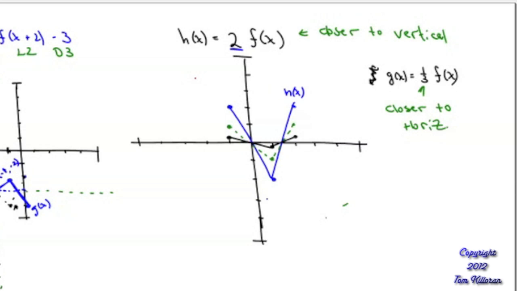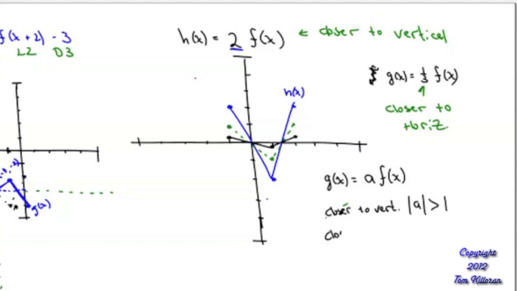So the rule here is pretty much this. If we have g of x equal to a f of x, you're going to get closer to vertical when the absolute value of a is bigger than 1. Why do I do the absolute value? Because I could care less if it's positive or negative. Negative only takes the graph and flips it over the horizontal. That's taken care of already. So we're worried about just the absolute value of the number in front of the function.